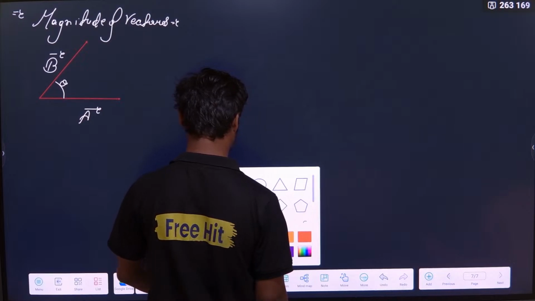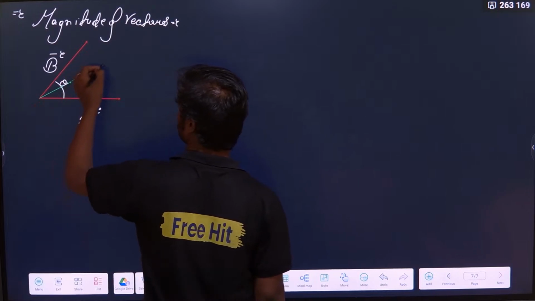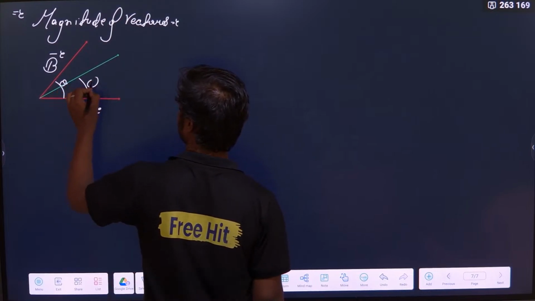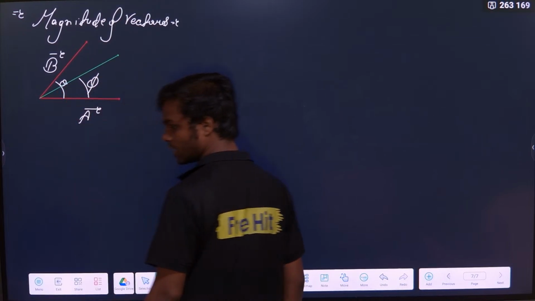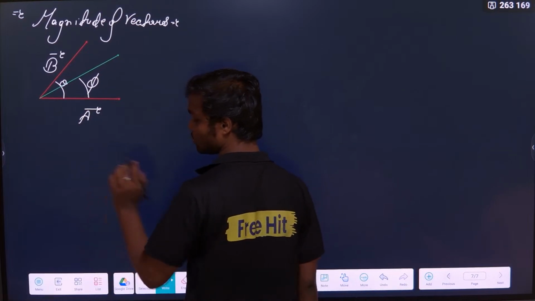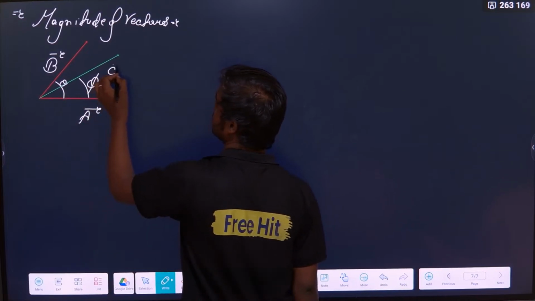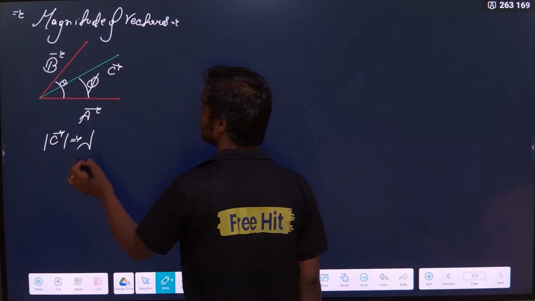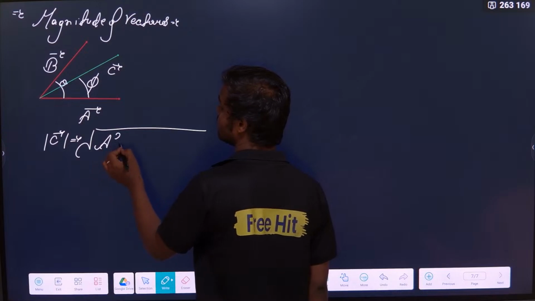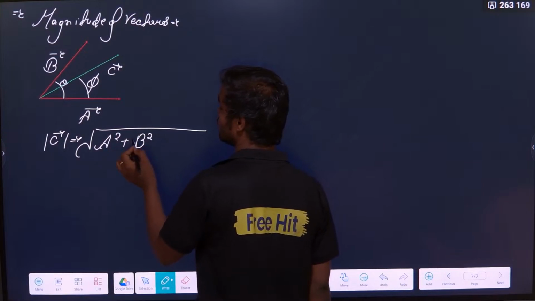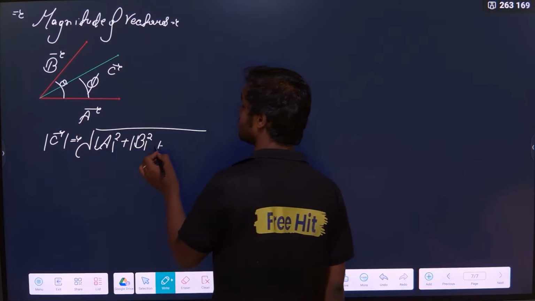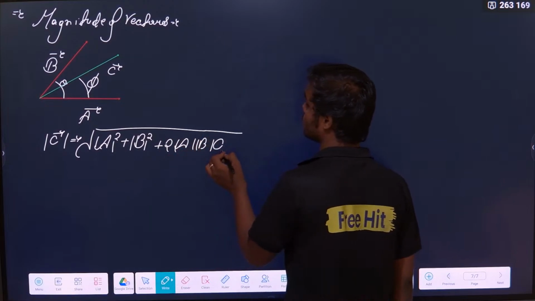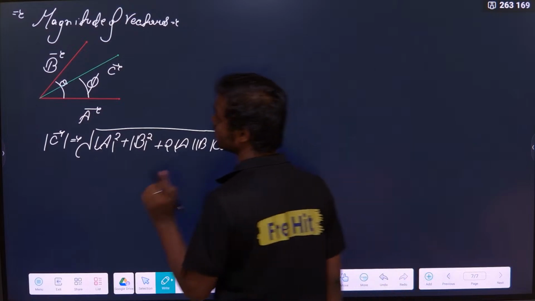And suppose the resultant of these vectors is this, with angle phi. My question is very simple. This resultant vector is C. First, what is the magnitude of the C vector? The magnitude of the C vector is simply given as the square root of mod of A square plus mod of B square plus 2 times mod of A into mod of B into cos theta. That is the first thing.